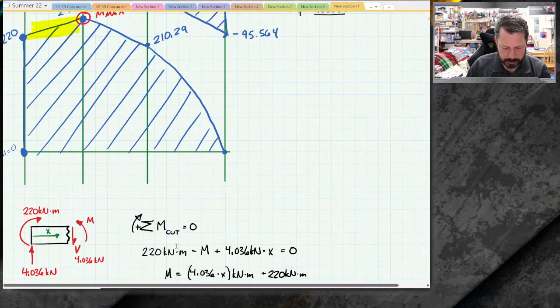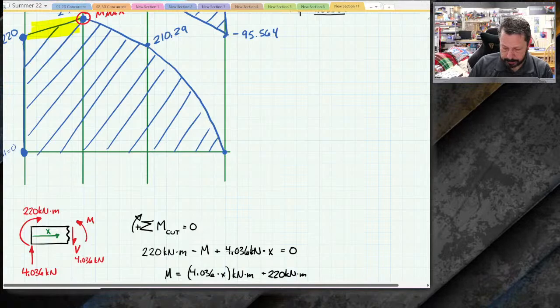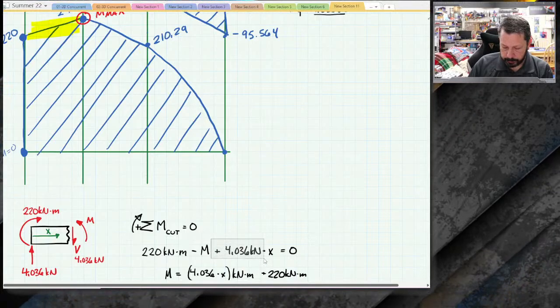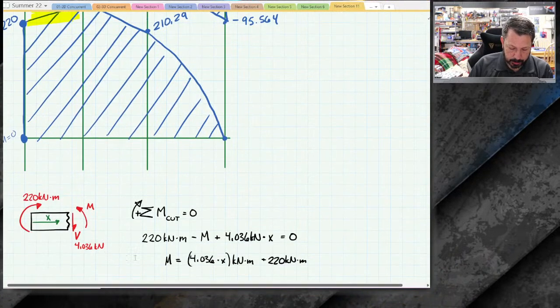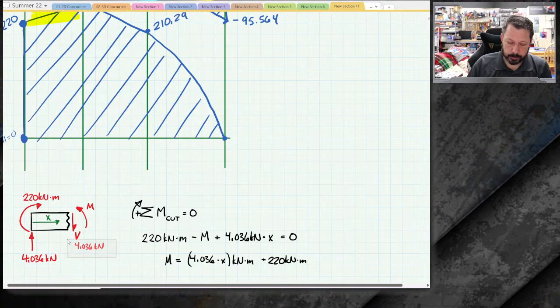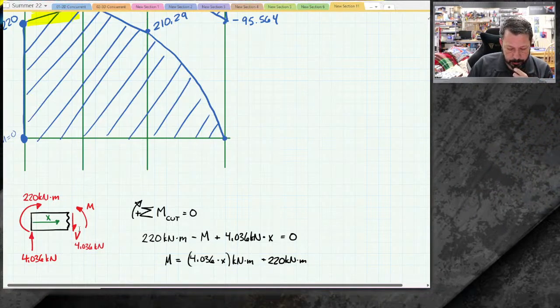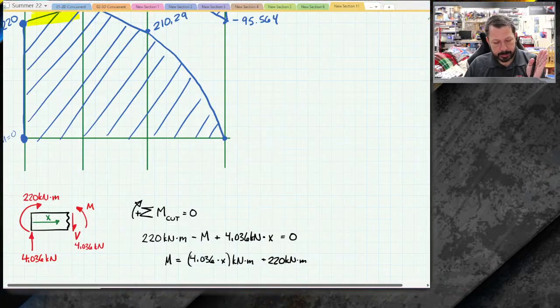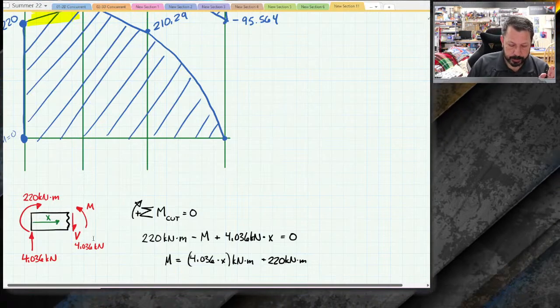You can kind of pick up on that here, where the moment is calculated by 4.036, which is the reaction, but it's also the internal shear force in that section of the beam. So that shear force, as we make different slices here, is creating this bending moment.